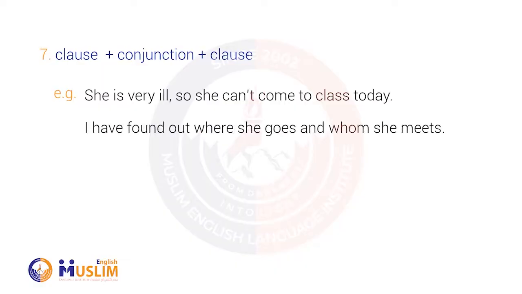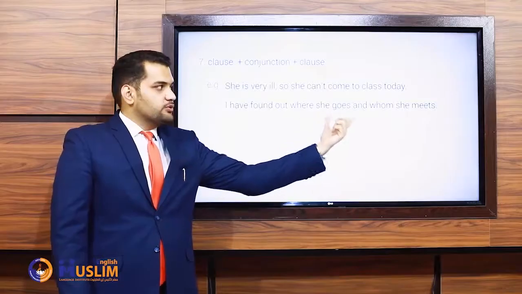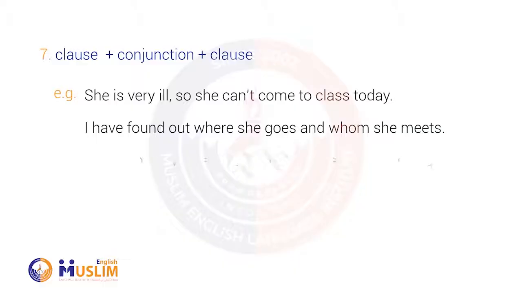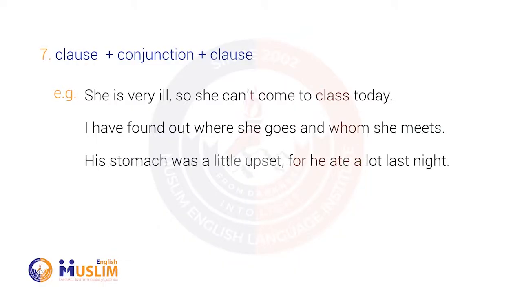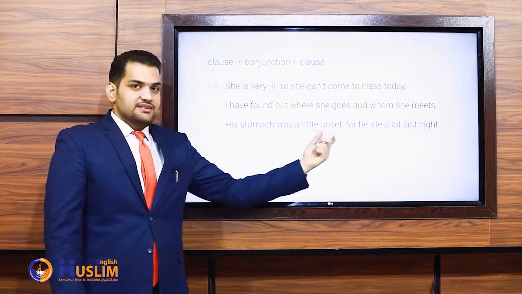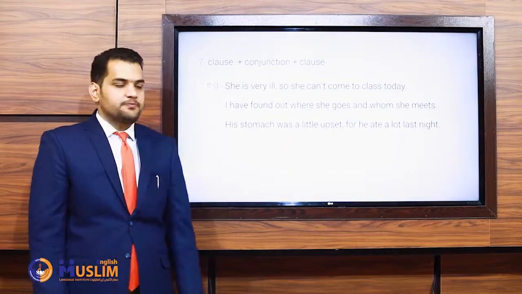I have found out where she goes and whom she meets. Where she goes and whom she meets, there are two clauses, and between them we have and. His stomach was a little upset. Why? For he ate a lot last night. So for means because. Between the two clauses, we have the conjunction for.